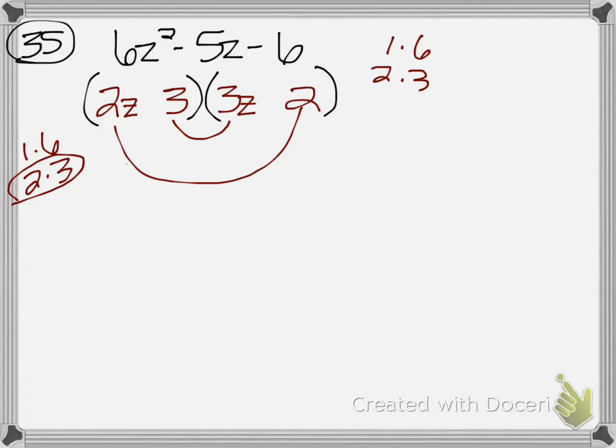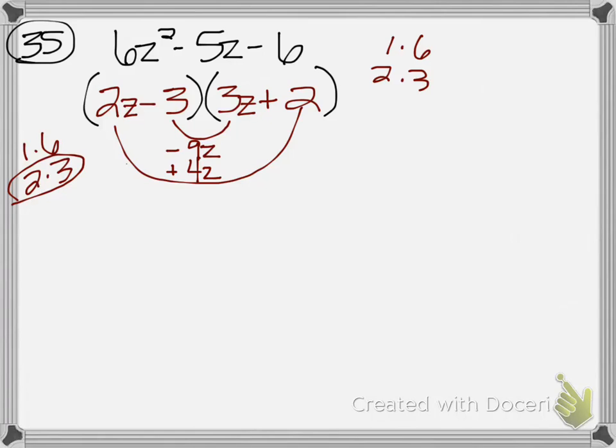2z times 2 is 4z, and 3 times 3z is 9z. Can I get a negative 5 if I have a 9 and a 4? Yes. If the 9 is negative and the 4 is positive. So I actually did guess right. I just have to fill in my signs. And that's my answer. 2z minus 3 and 3z plus 2. And that's doing guess and check.